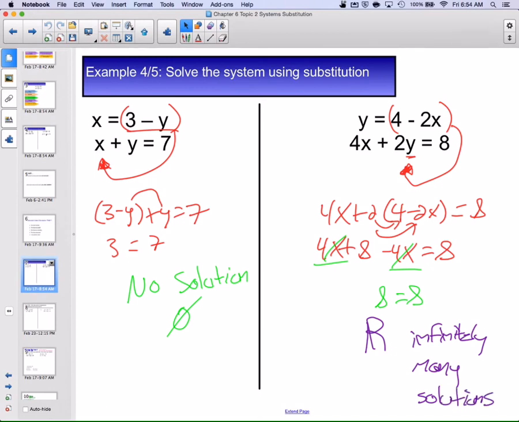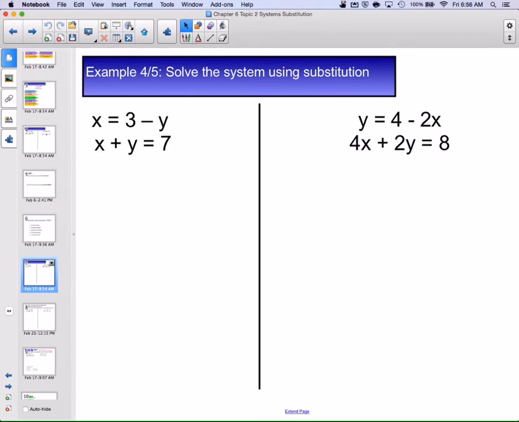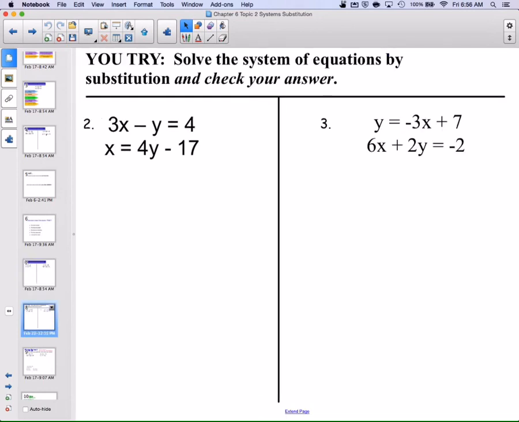Okay. So there's just one more slide for you to look at. The you try, I'd like you to take the time to figure these out. Remember, you could get a possible solution to this. You might get no solution if you get like 5 equals 2. Or you may get all real numbers.